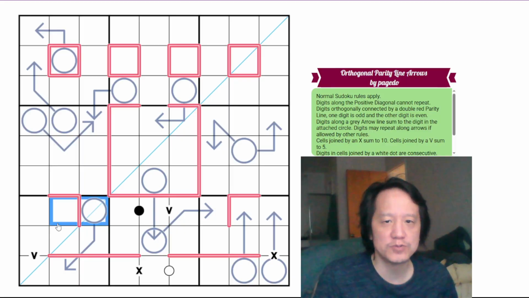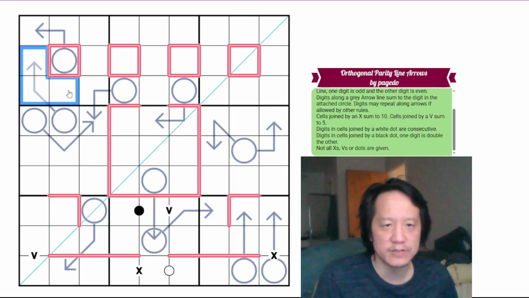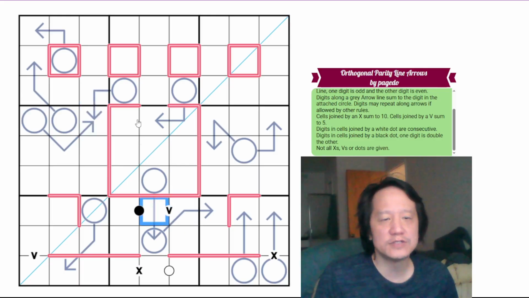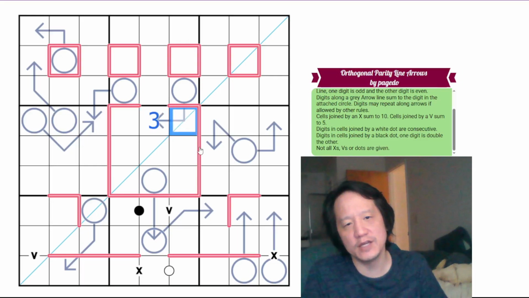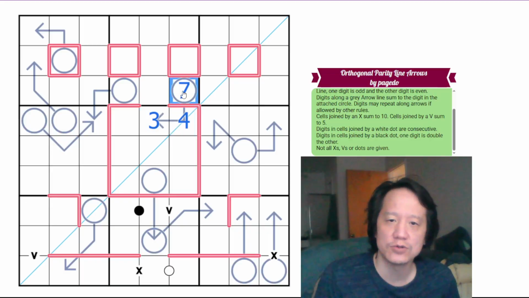And then we have arrows, where digits along a gray arrow line sum to the digit in the attached circle. Digits may repeat along arrows if allowed by other rules. I don't think there's any possibility, though. This is in the same column, same box, same box, same box, same box. Actually, they're all same box, except for this one. This is same row, and this is same column. Anyways, so for an example, if this were, say, a 3 and a 4, this would have to be 7, because these two digits along the arrow must sum to the digit in the circle. And that's an example of how arrows work.